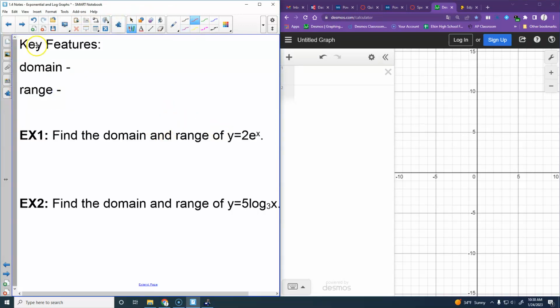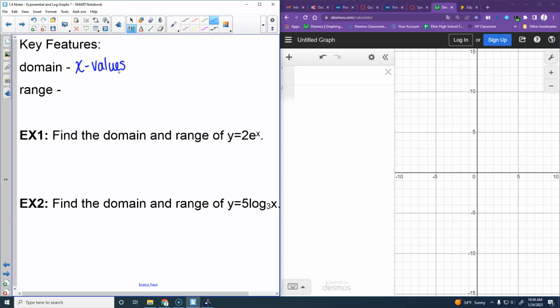Okay, so key features. You should have talked about this in your classes before. Domain. What is domain going to be? Those are your x values.